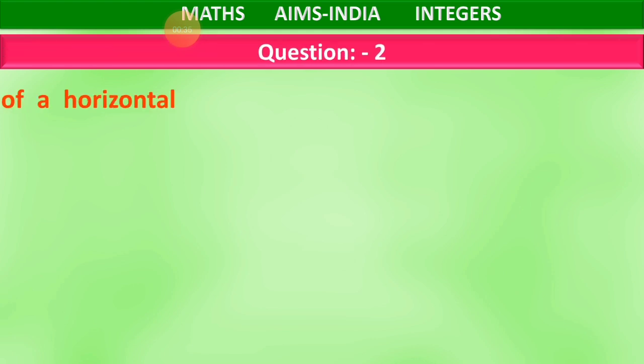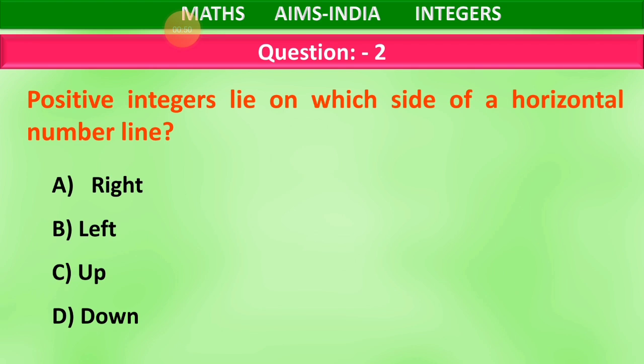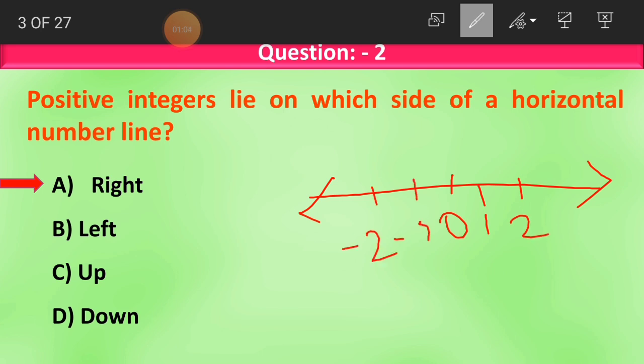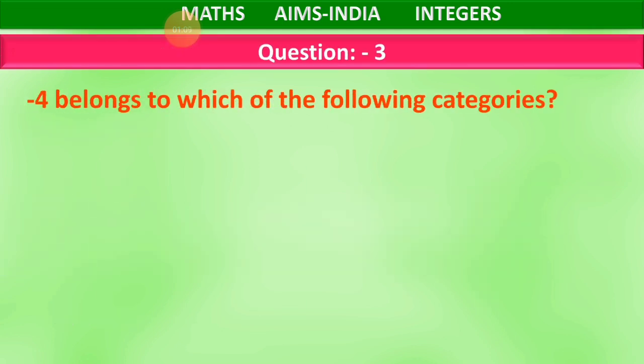Next, question number 2. Positive integers lie on which side of a horizontal number line? Option A right, option B left, option C up, option D down. What is the correct answer? Yes, option A right. This is called a horizontal number line. We have 0 in the middle, and we have positive integers to the right and negative integers to the left. Clear class? Okay.